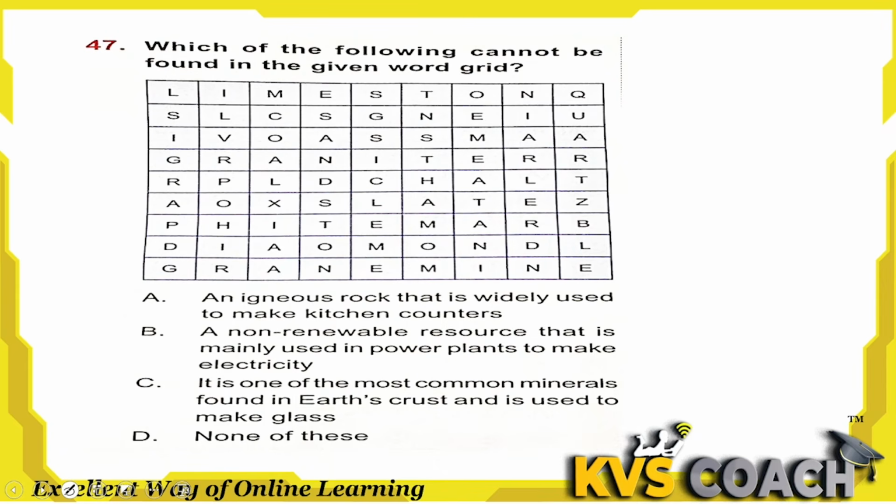Next question is, which of the following cannot be found in the given word grid? Let's check our options first. An igneous rock that is widely used to make kitchen counters. The answer is granite. A non-renewable resource mainly used in power plants to make electricity, that is coal. One of the most common minerals found in the earth's crust, used to make glass, that is quartz.